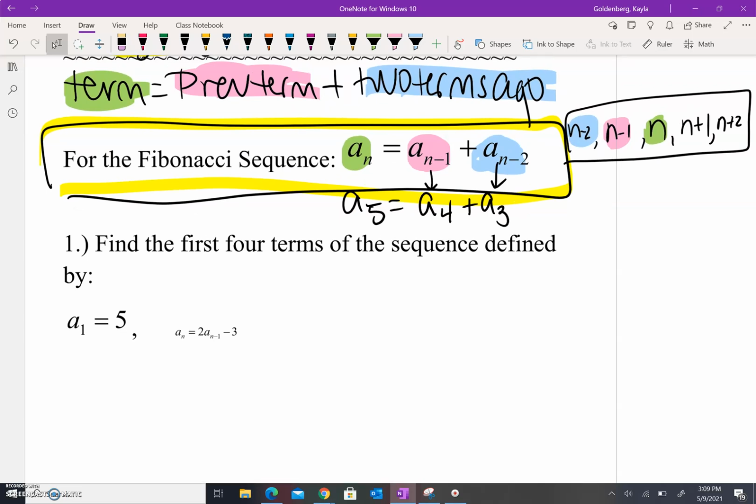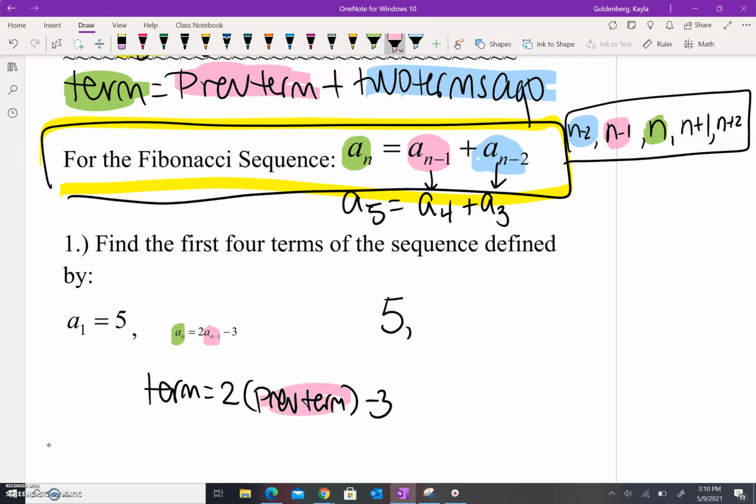So here's what a recursively defined sequence might look like. We're going to look at a different pattern than the Fibonacci pattern. This one tells us that the first term is 5. So I say, okay, first term is 5. This rule is telling us that the nth term is going to be 2 times the previous term minus 3. So I'm going to say next term, or I'll just call it term. I think I called it term before. So a term is 2 times previous term, take away 3. So that's the rule we're going to follow.